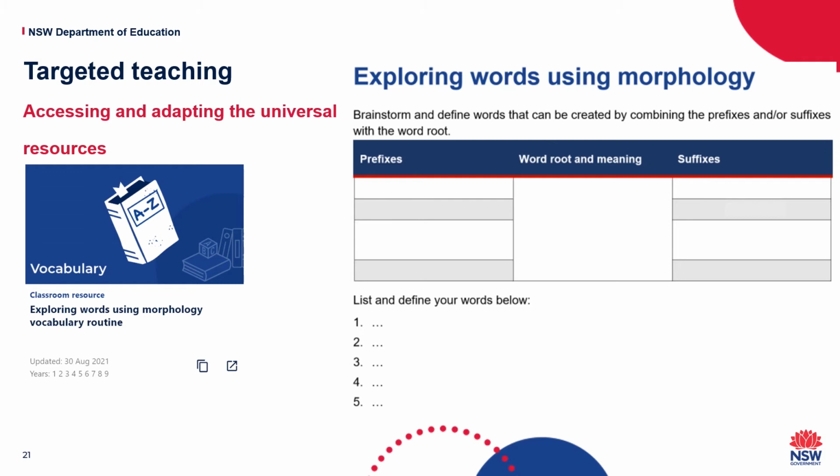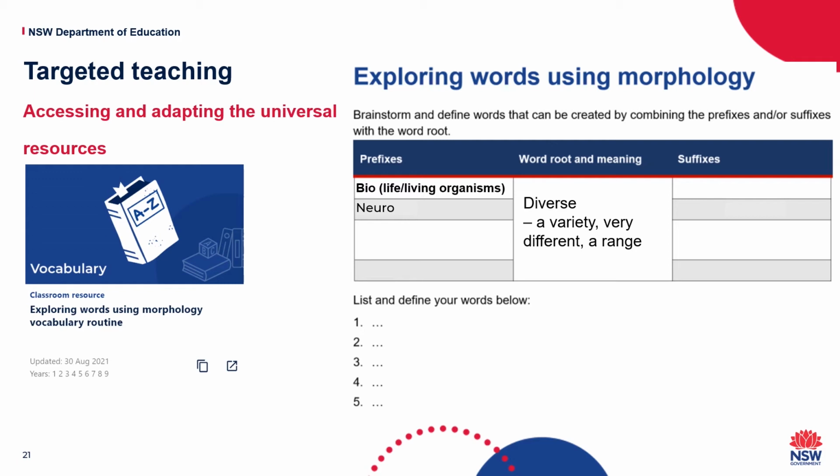The resource provides an opportunity for students to explore the range of words that can be created when prefixes and suffixes are added to a word root. Jacob leads a class discussion. He provides a definition of the word diverse and records its meaning in the middle column of the table. He includes a selection of known prefixes in the column on the left of the word root.